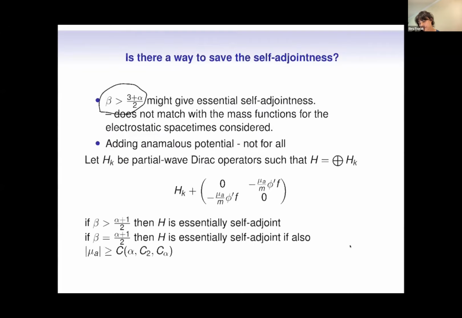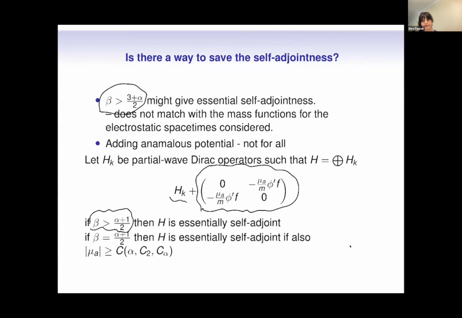We have this H_k, as I said, the partial wave Dirac operators, and then we add this anomalous part. And here's what we find. We find that if beta is strictly greater than alpha plus 1/2, then actually we can save the essential self-adjointness. So in fact, we always thought that maybe the milder singularity can actually save us at the end of the day, but in fact, it's kind of the opposite for having essential self-adjointness.